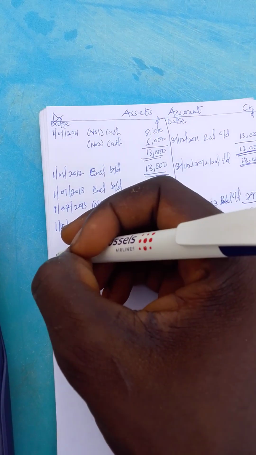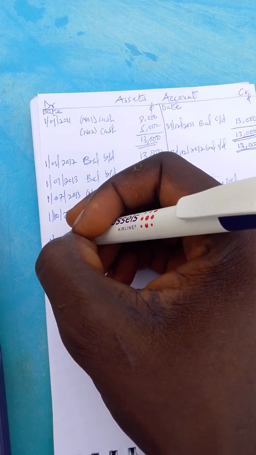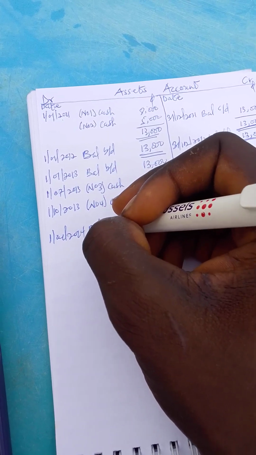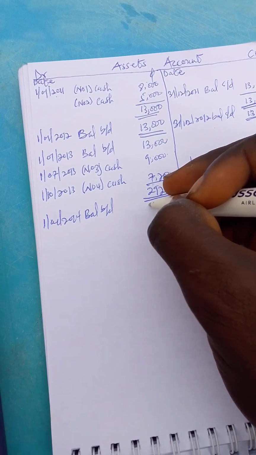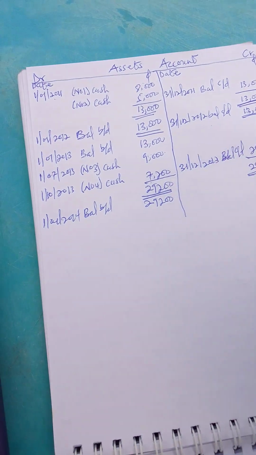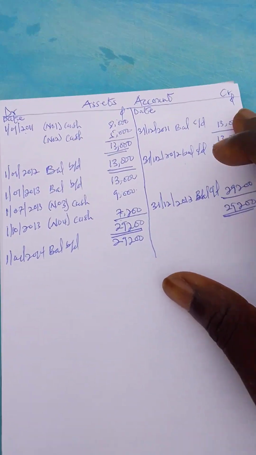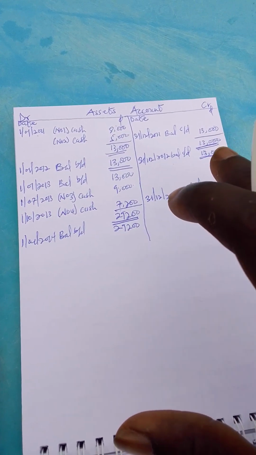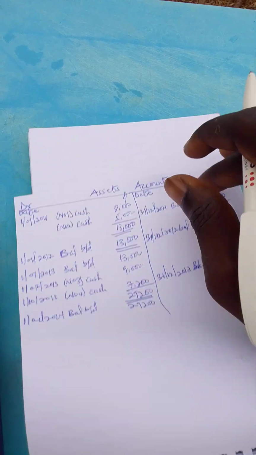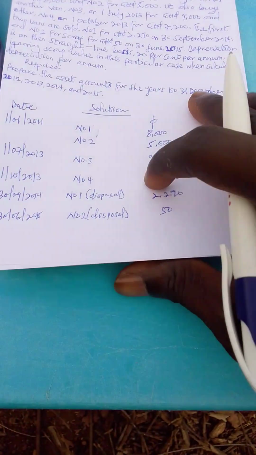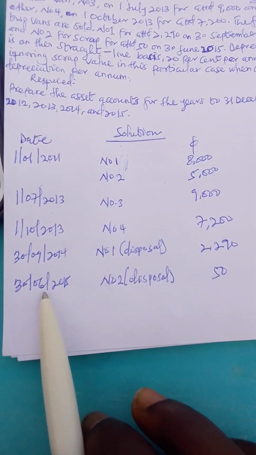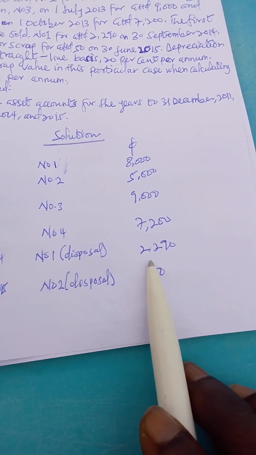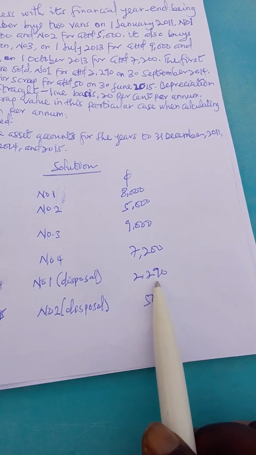So in 2014, 1st January 2014, balance brought down is 29,200. And in 2014, no asset was purchased, but an asset was disposed. When we go back, we could see that in 2014, they disposed of asset number one, which was 2,290. That was the amount.